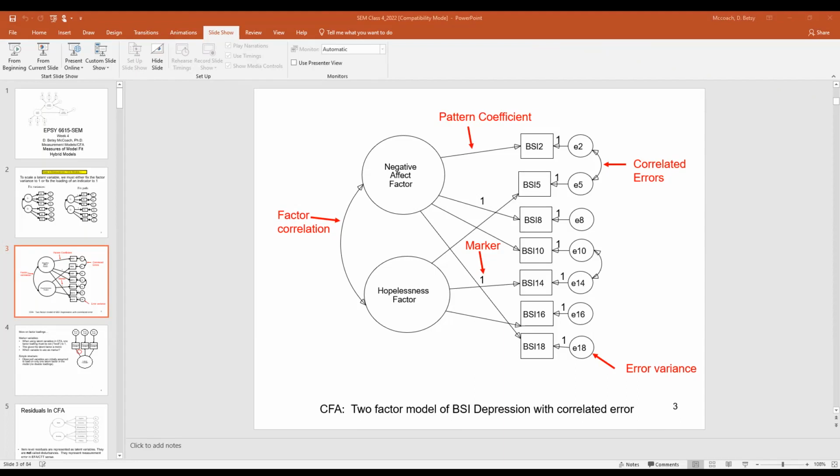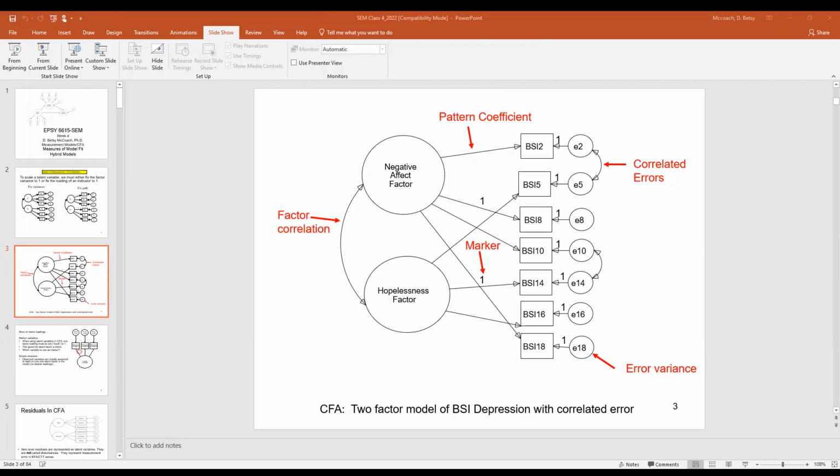And later in the semester, when we talk about multi-trait, multi-method matrices, which are a specific type of CFA model where every item is actually double loaded on a trait factor and a method factor, they're super cool models, but those are models that often do have convergence problems or empirical under-identification problems.